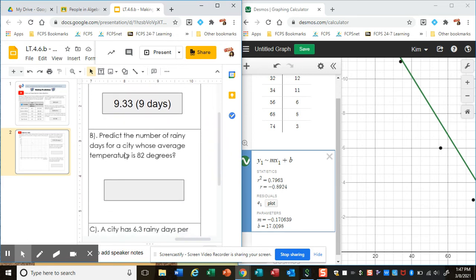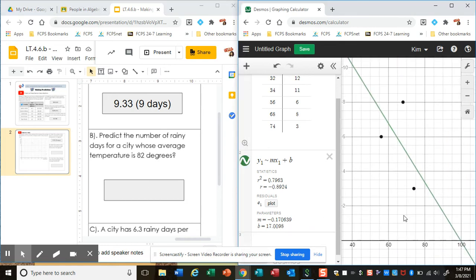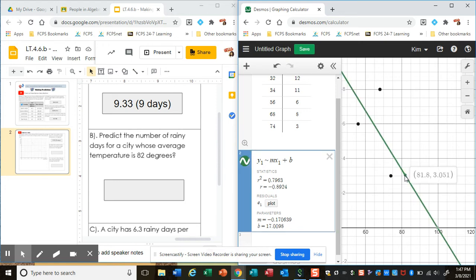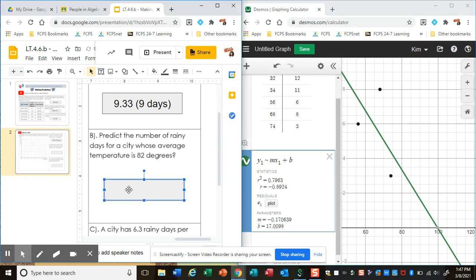Next, predict the number of rainy days for a city whose average temperature is 82 degrees. Oh boy, so we're going to have to go over to 82. So there's 80, so 82 is probably pretty close. There's 81. Oh, 82. All right, so 82 is 3.017. So if I round that, it would be 3.02. About 3 days.